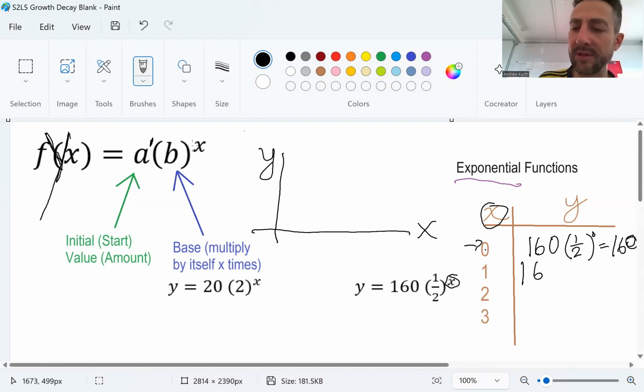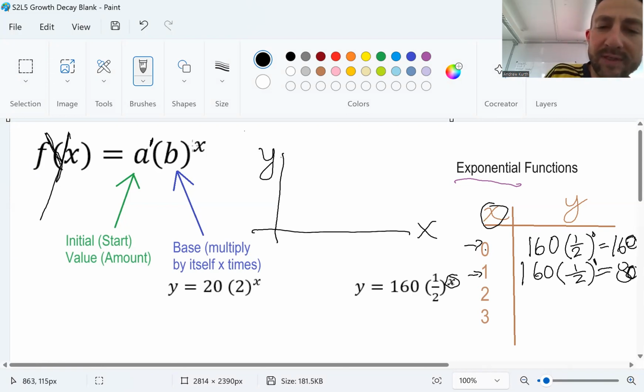Then for the next one, 160 multiplied by 1/2 again. Now x is 1, so raise that to the 1. So 1/2 to the 1 power is just itself, 1/2. And then multiply by 160 and we get 80. So if we sketch this here, if this is 160, then at x equal 1, we're down to 80.